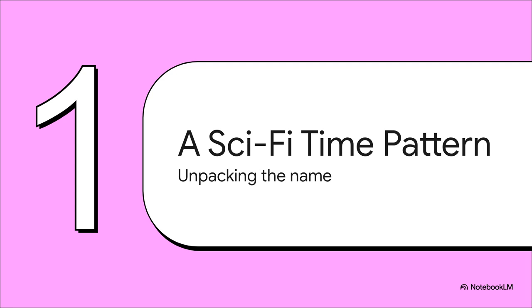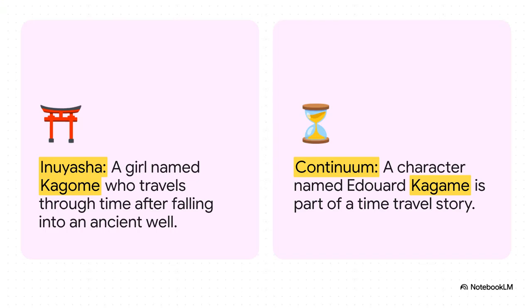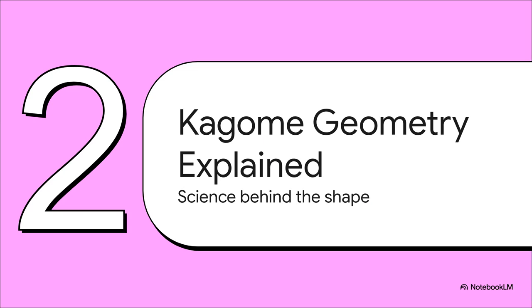Why does this specific name keep appearing in fiction about time? Let's unpack that. So, you've got the classic anime Inuyasha, where the main character Kagome falls into a well and bam, she travels through time. Then there's the sci-fi series Continuum, where a key character is named Kagame, and he's central to a whole time travel plot. Look, this isn't just a coincidence. It shows that on some intuitive level, storytellers are linking this name to ideas of dynamic flow and twisting the laws of physics.